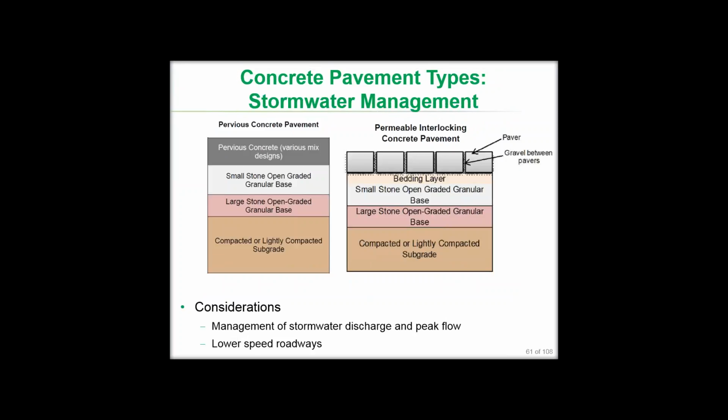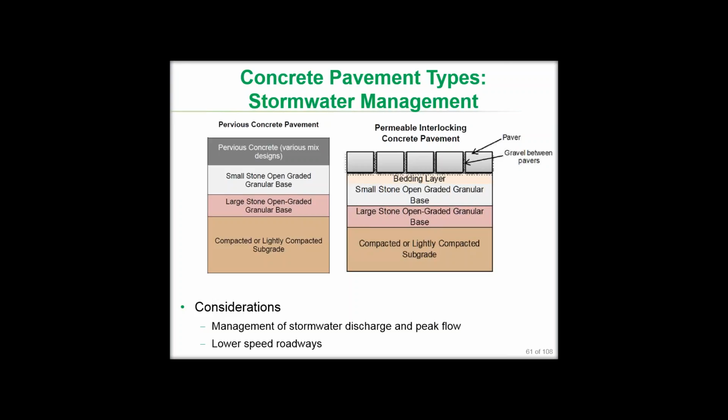Now, if an agency has an objective to manage their stormwater, these two types of pavements may be very good options. One being the pervious on the left, with a pervious surface and a reservoir storage underneath, and on the right is the permeable interlocking concrete pavement. And these can serve municipalities and cities very well.